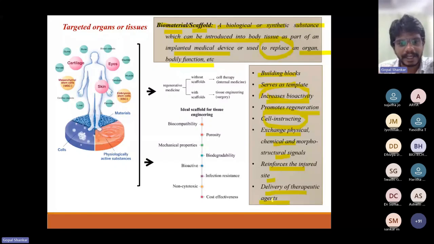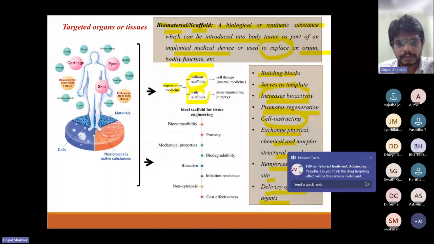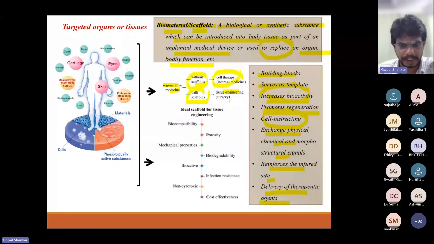So regenerative medicine, again, you can classify with scaffolds or without scaffolds. Without scaffolds, it is cell therapy, internal medicine. With scaffolds, you call it tissue engineering surgery.